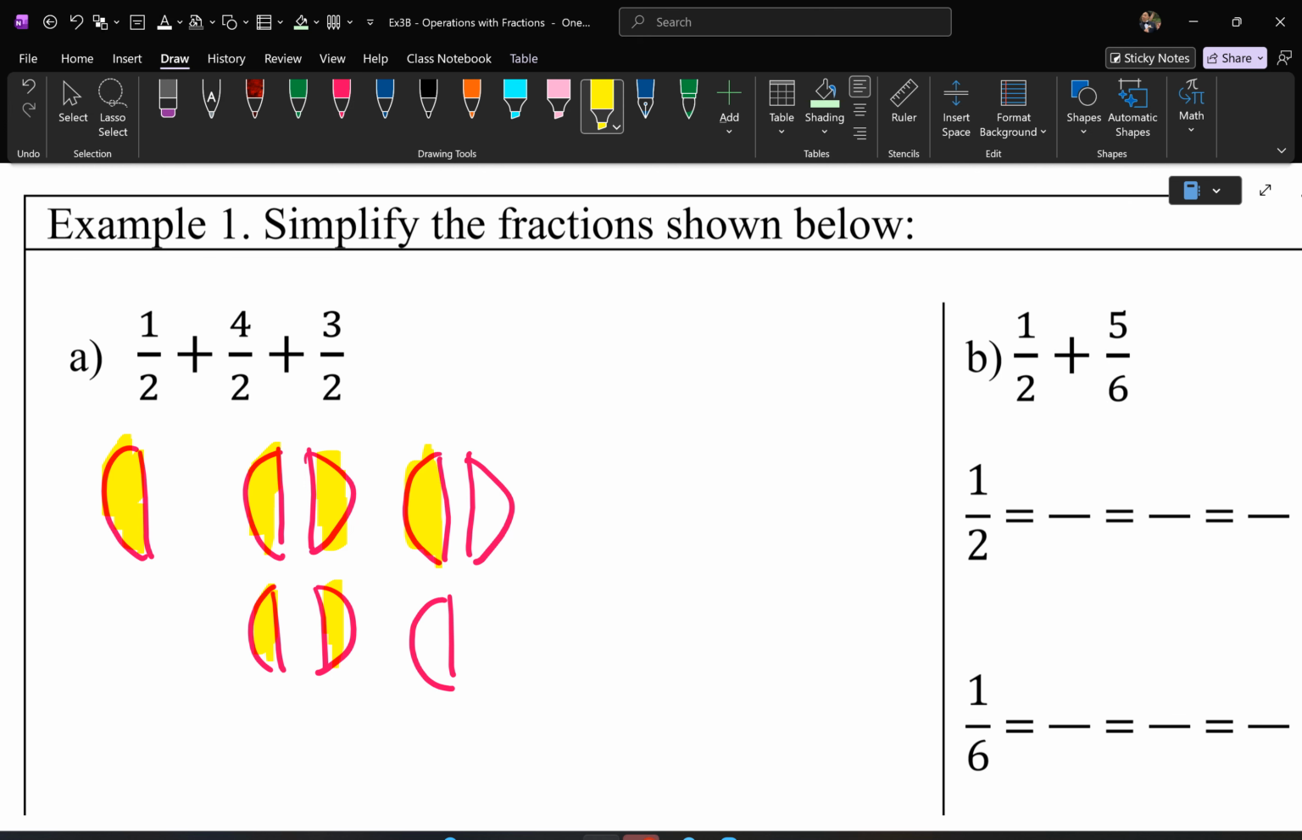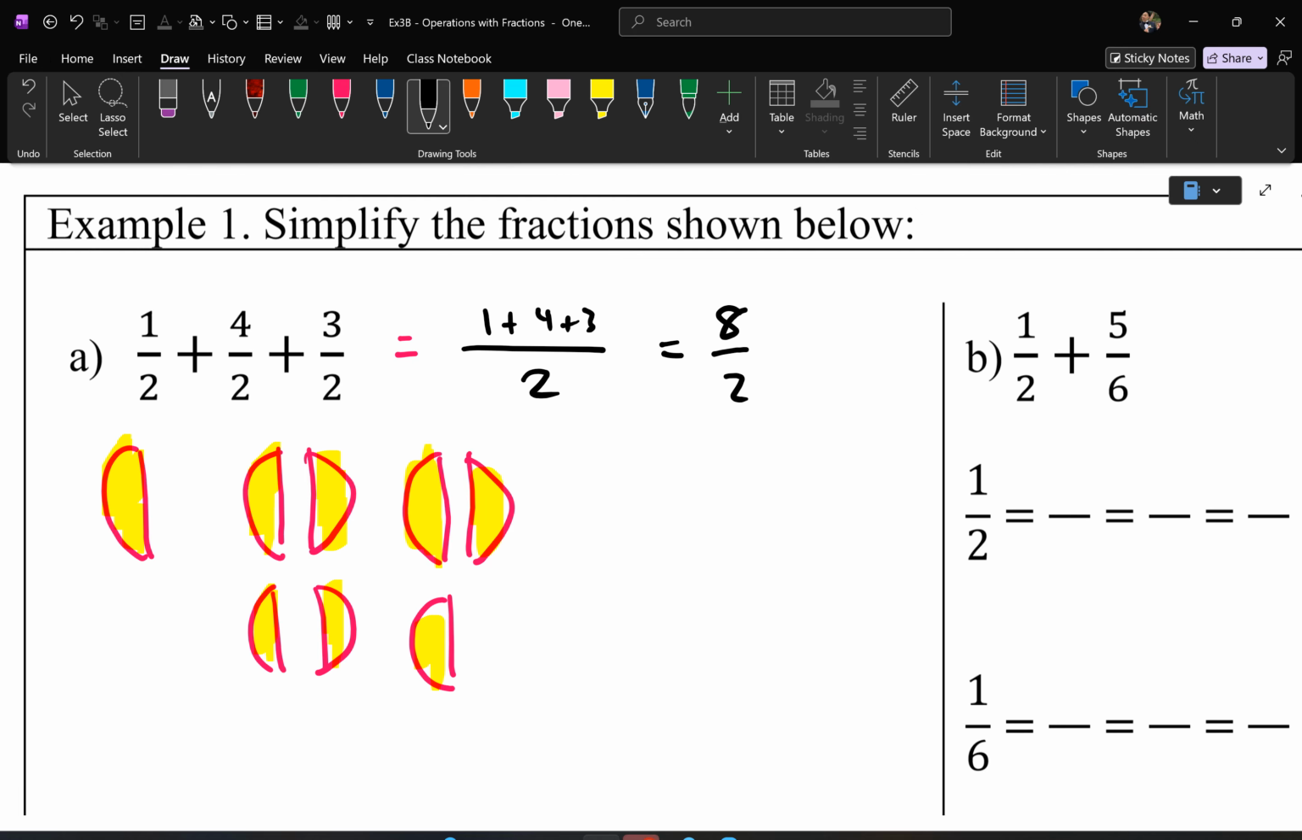This is why when you added fractions back in primary school, they always said check. What do you have to check before you add fractions? The denominator. You have to check if they are the same. Why did they ask you to do that? It's because you're guaranteeing the pizza is the same size. If they're the same size, now you can count them. You've got 1 of those halves, plus 4 of those halves, plus 3 of those halves. So together, how many do I actually have? I've got 1 plus 4 plus 3, which is equal to 8.